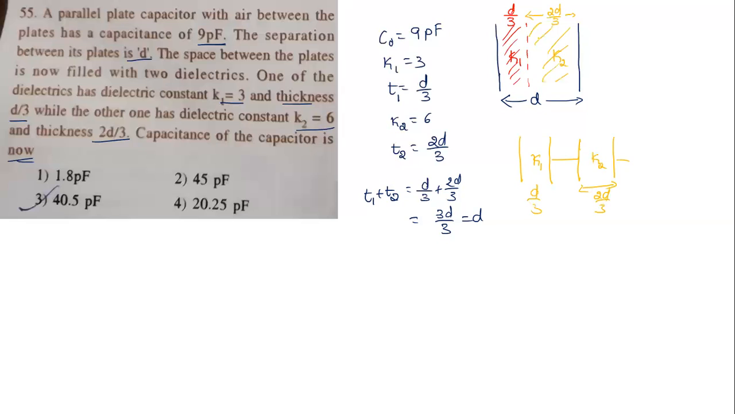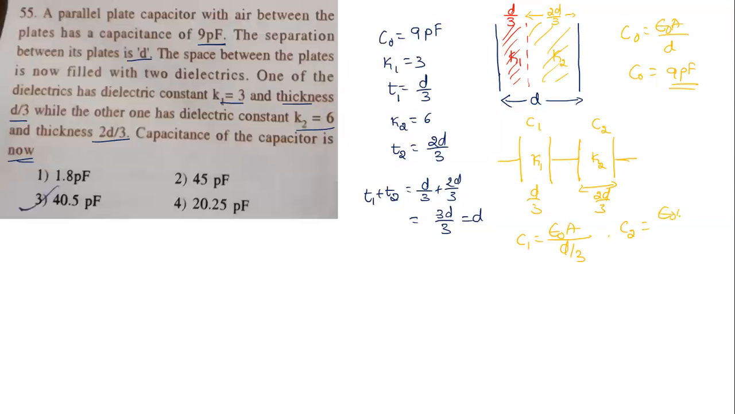And the other separation is D by 3. Before introducing the dielectric, the capacitance is C naught equal to epsilon naught A by D, that is equal to 9 picofarad. Initially it was C naught. Now these two are in series combination. If I take this as capacitor C1 and this as capacitor C2, the C1 value is epsilon naught A by the distance between them, D by 3. And C2 is how much now?